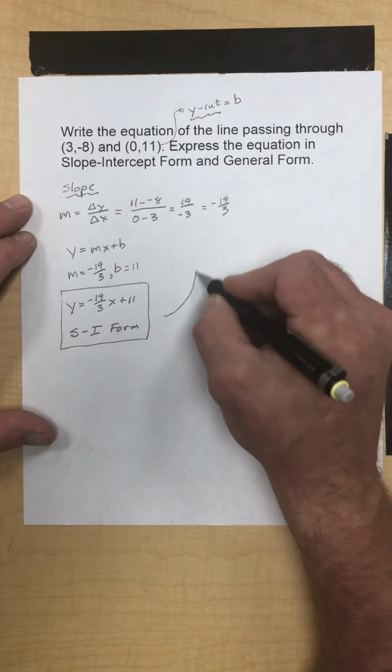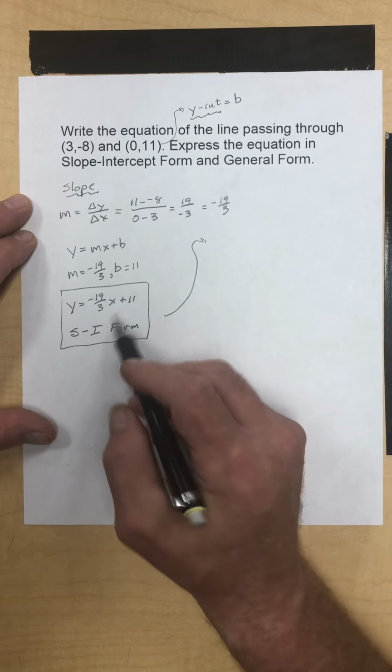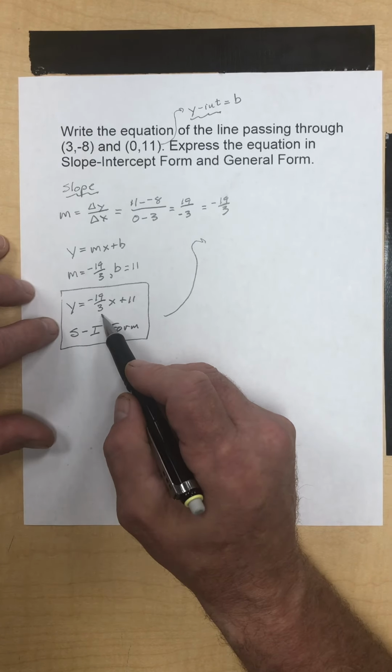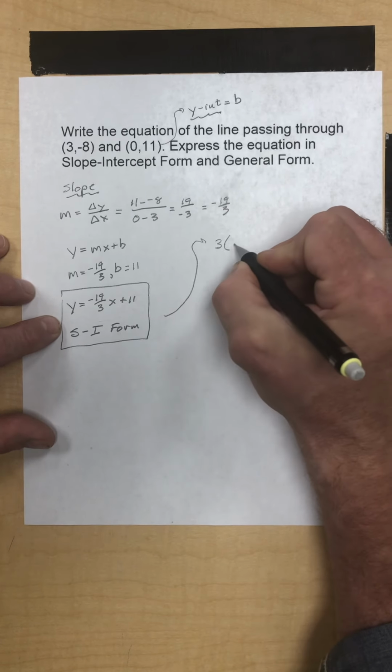So let's see, we've got to change that to standard or general form. So I'm going to get rid of the fractions first. Well, there's only one fraction, so the least common denominator is 3, so I have to multiply through by 3.